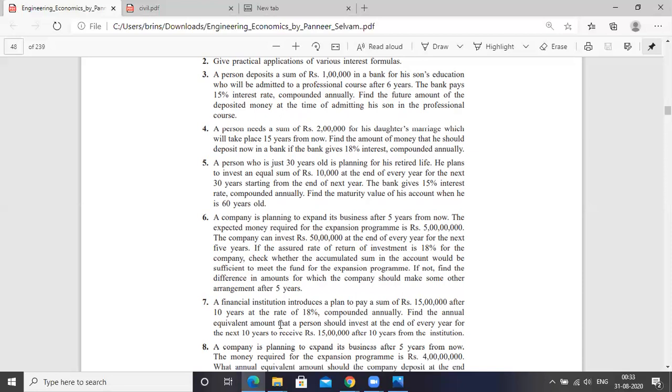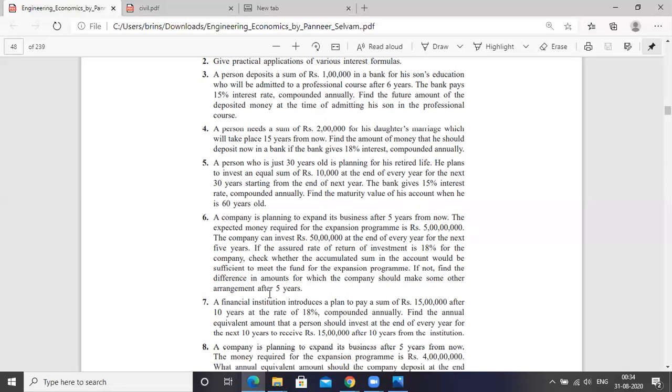So the company can invest 50 lakhs at the end of each year. So here A is 50 lakhs. So you can use A as 50 lakhs at the end of every year for the next 5 years. And assuming the rate of return is given as 18%, so I is 18%.